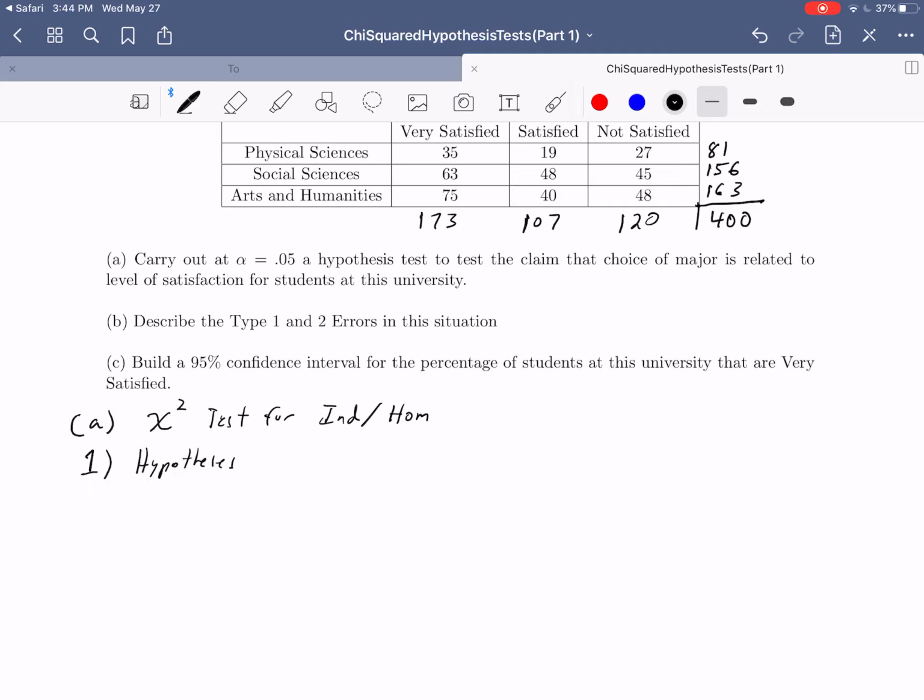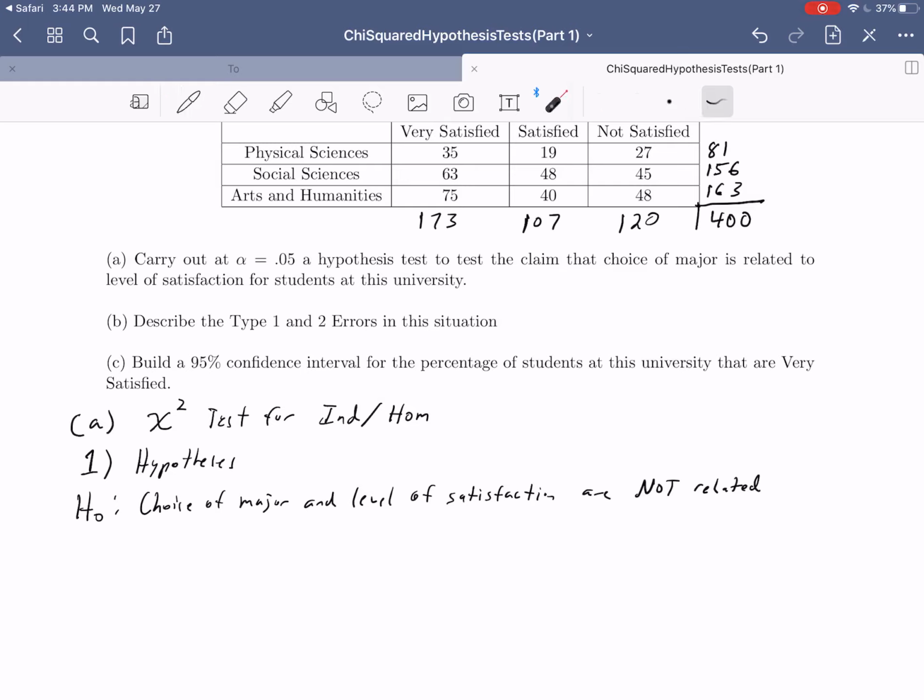Okay, so let's start with our hypotheses. For the hypotheses here, the null hypothesis is that the two variables are unrelated. We should say what those two variables are, so we would say choice of major and level of satisfaction are not related. So that's our baseline assumption, right? These are just two random variables, choice of major and level of satisfaction. As far as we know, without any study or any evidence or any data, they're not related.